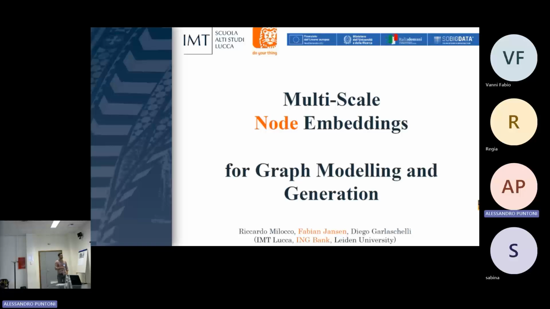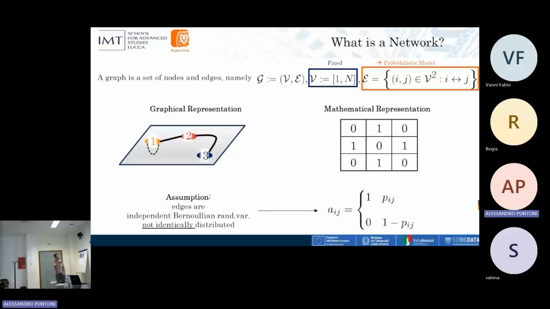The starting point of defining what is a node is to define what is a network. So a network is a set of nodes and edges. And generally, they are defined as a calligraphic G, so a tuple of V vertices and E edges. And usually, you assume the nodes to be fixed. So every person in a social network, a firm inside the economy, or a sector inside an economy is known. What is unknown are the connections among these entities.